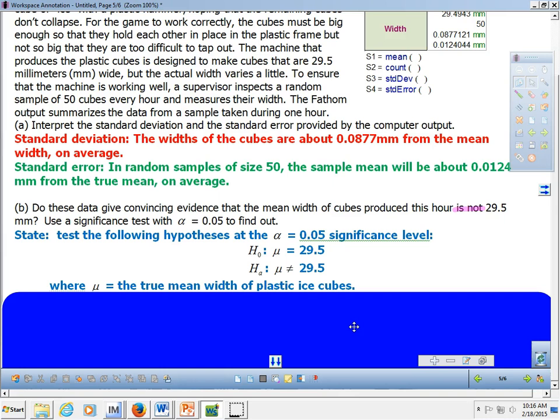State, your null should be mu equals 29.5, and the alternative is mu is not equal to 29.5. We're going to use an alpha of 0.05 and define your mu, the true mean width of plastic ice cubes. Okay?